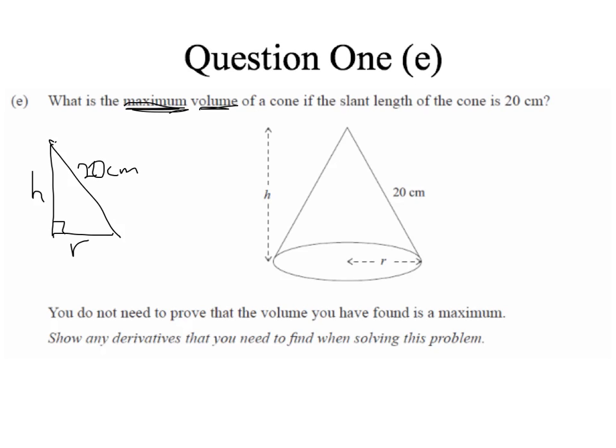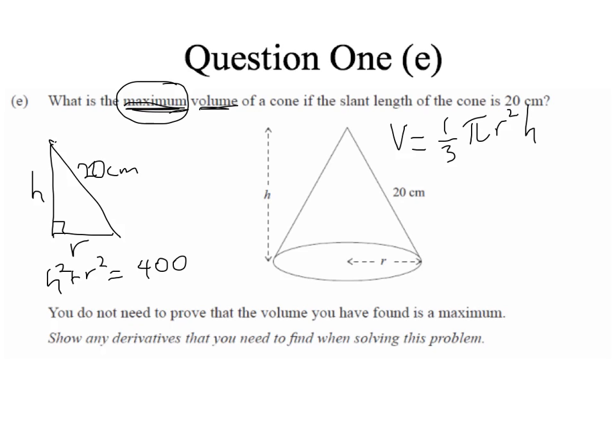So I'm going to use Pythagoras to set up a relationship between h and r. So I'm going to get h squared plus r squared equals 400. Then I'm going to look at the formula for the volume of a cone. Now, the volume of a cone is V equals 1/3 pi r squared h. If I'm being asked to find the maximum volume, I'm going to want to find either dV by dr or dV by dh equals 0.